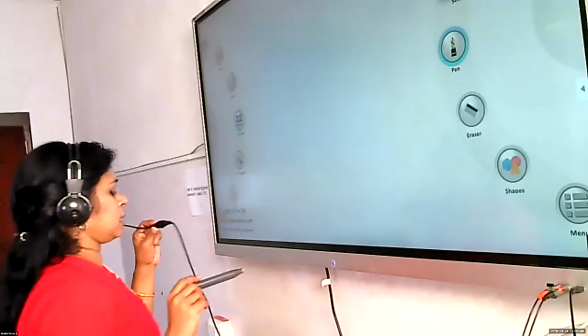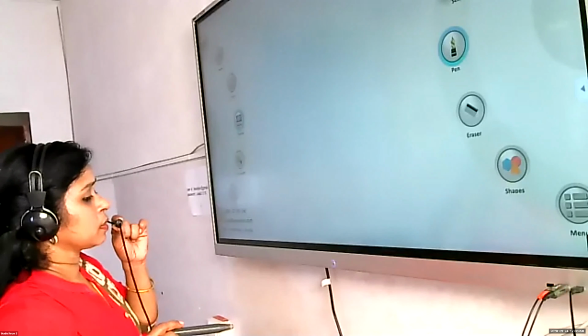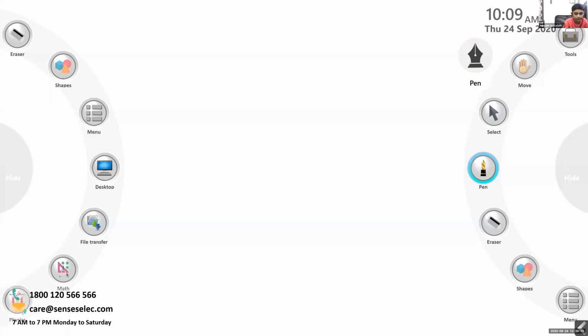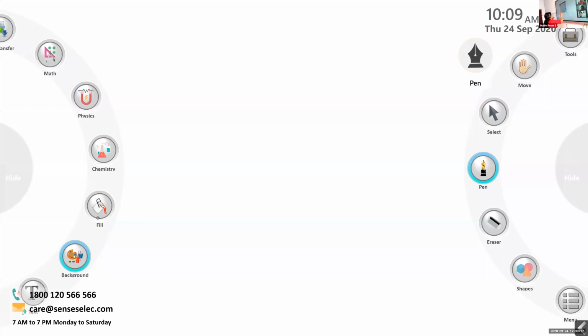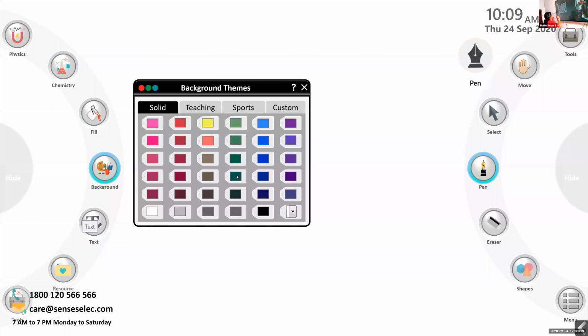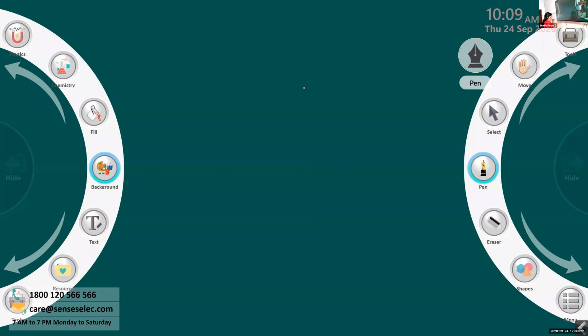Okay, children, can you see the board? No, ma'am, you have not shared it. Okay, I have not shared it. Now you can see the board. Yes, ma'am. Now it is clear. We will draw a rhombus on it. One minute, I take down the question.